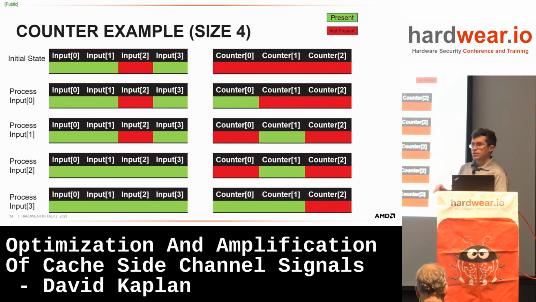And then at the end, of course, we have 2 cache lines that are present, and we just then have to time the access to these 3 cache lines here on the right. We get our counter value.